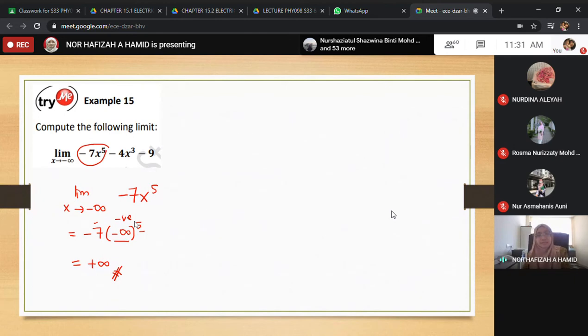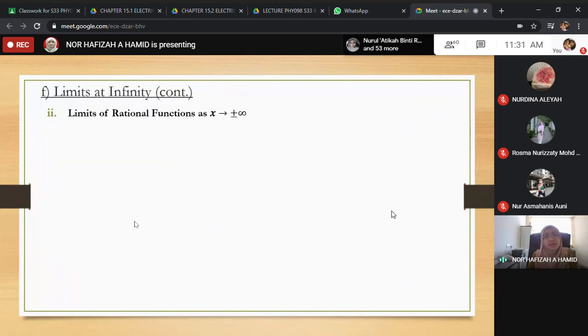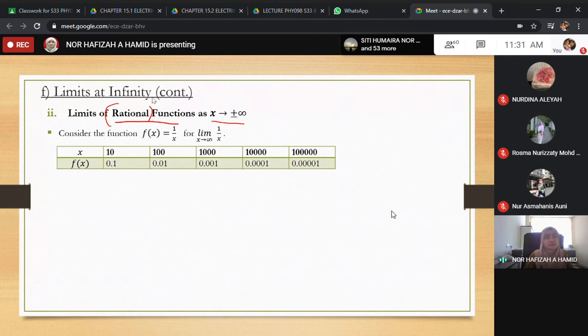Okay, so this is for polynomial function. Okay, next we go to limit at infinity, still limit at infinity, but a different function. Okay, rational function. Rational function as x approach to positive or negative infinity. Okay, rational function is a fraction, a function in terms of fraction. So you can refer to this table.